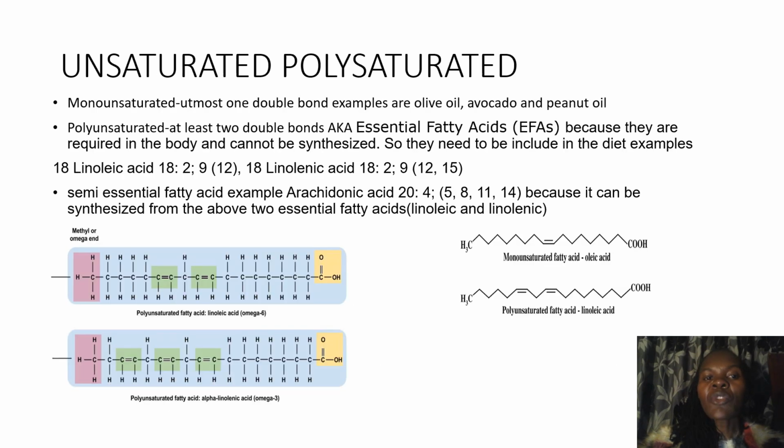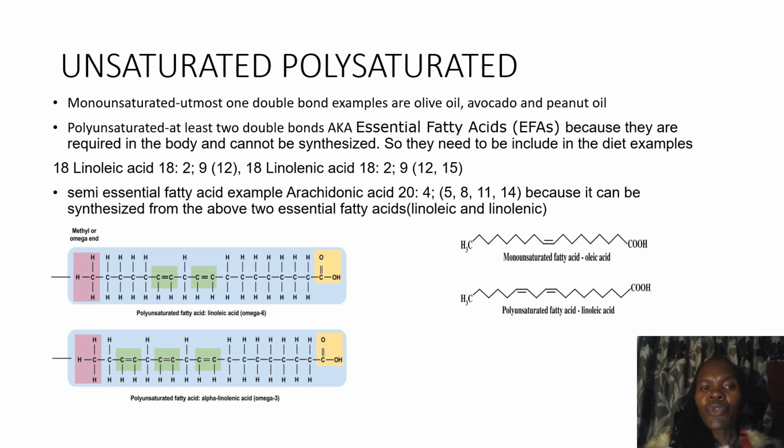So in the unsaturated fatty acid, there is a double bond, and we'll always talk about monounsaturated and polyunsaturated. For the monounsaturated, at most one double bond. The best examples we have are the avocado, the olive oil, together with the peanut oil. They fall under the monounsaturated. Then the polyunsaturated, at least 2 double bonds, and they're the ones which are also known as essential fatty acids because they are required in the body and the body can't synthesize them. So they have to be included in the diet.